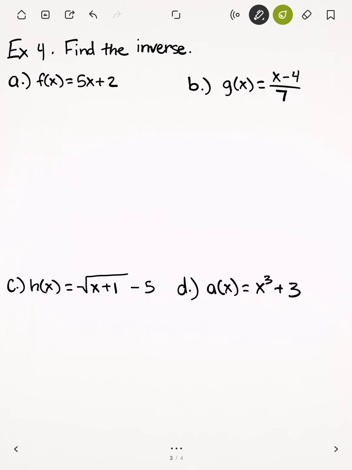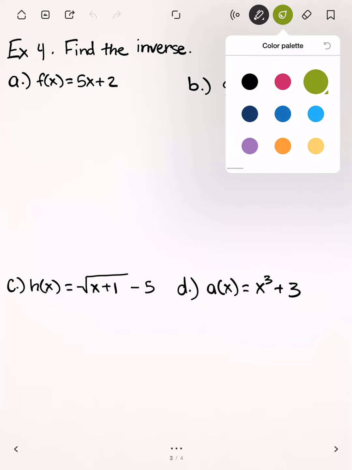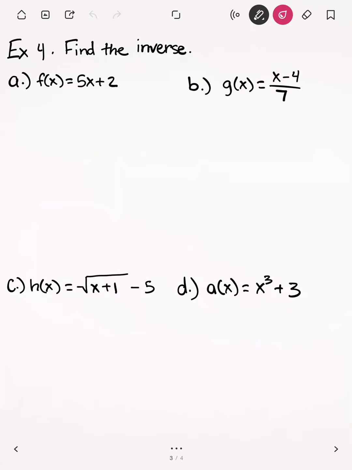Okay. Going on, now we're going to find the inverse of equations. So I have 4 different ones we're going to do. Let me switch colors. So here we go. 4 inverses, all we do is switch the x and the y. But if I look here, I don't have a y, I have an f of x. Well, we need to remember that f of x equals y. So step 1, we switch our x and our y. So I get x equals 5y + 2. And then all I have to do from here is solve for y.